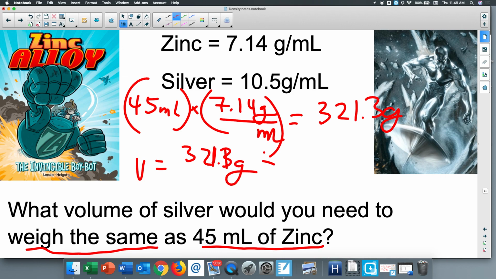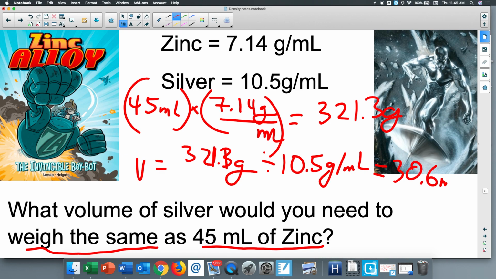grams. I'm going to divide that by the density of silver, which is 10.5 grams per milliliter. In terms of the units, dividing by this ratio is the same as multiplying by the reciprocal. So the grams are going to cancel out. This should give me milliliters. 300 divided by 10 should be around 30. So Elliot, what number does your calculator tell you?